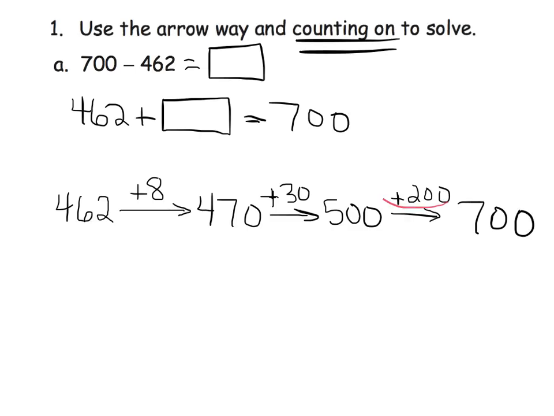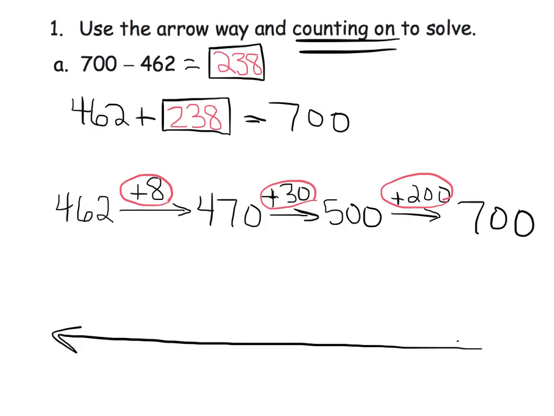We added 200 plus 30 plus 8. So we added 238. So our subtraction is 238. So 700 minus 462 is 238. So this is called the arrow method. What's really popular right now is the empty number line, very similar to the arrow method, and I thought I would show it to you, even though EngageNY or Eureka Math doesn't explicitly talk about it.